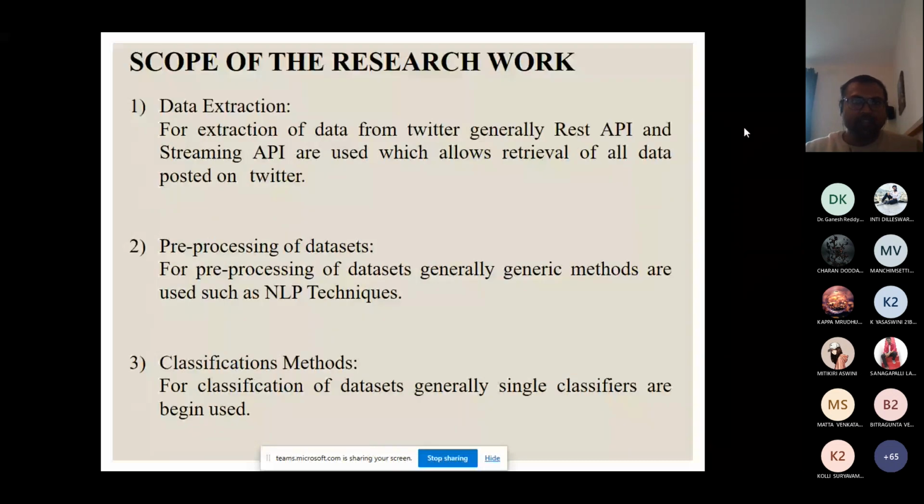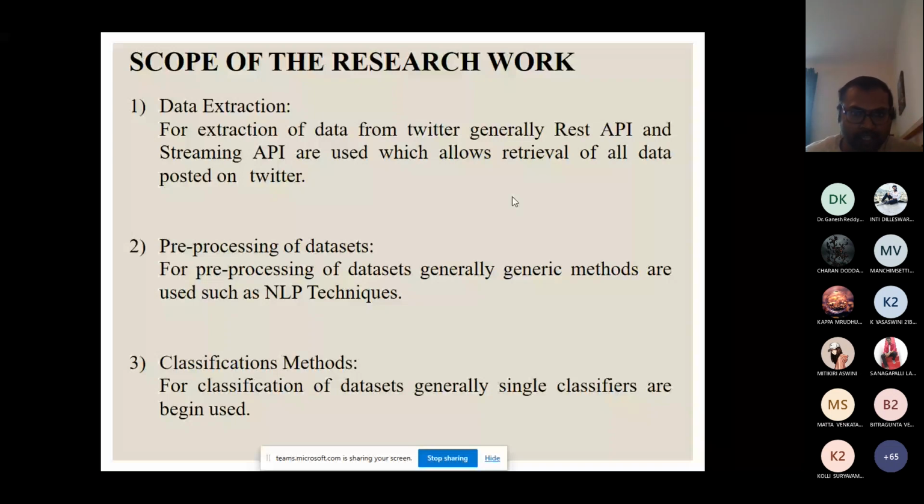My scope of work in this area: first of all, I did data extraction with the use of APIs like REST API and streaming API, and by using the Beautiful Soup library for web scraping, with the main concentration on social media data. We use APIs to download the data. That is the process of web scraping with the Python library called Beautiful Soup. And for sentiment analysis, we use another library called TextBlob.